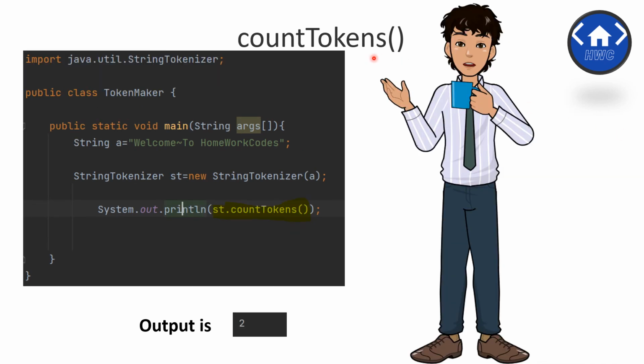And then we have one method, countTokens, which is used to count the number of tokens. For example, here "welcome tilde to and space homework codes." If we want to count the number of tokens available in the string, then we can go for countTokens. It will return the number of tokens available in the string.